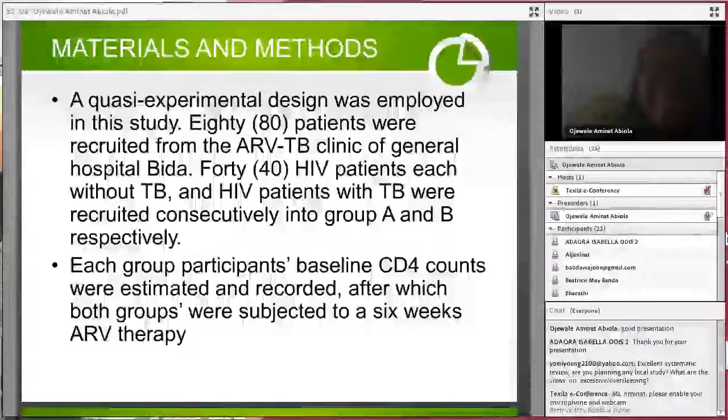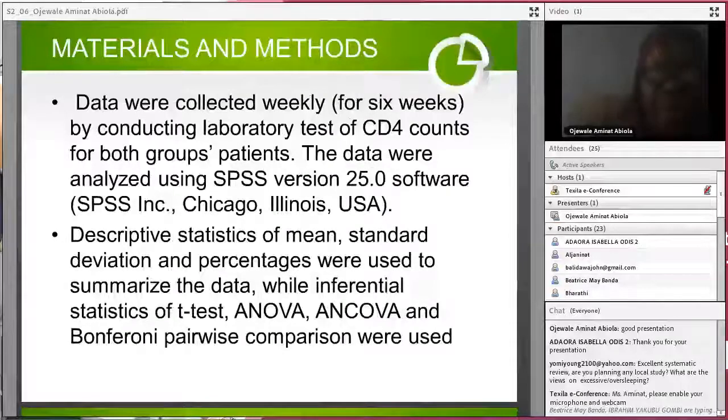A quasi-experimental design was employed in this study, in which 80 patients were recruited from the ARV-TB clinic of the General Hospital, Bida. 40 of the HIV patients are without tuberculosis and they are in group A, while the other half, who are HIV co-infected with tuberculosis, are in group B. Each group participant's baseline CD4 counts were estimated and recorded, after which both groups were subjected to 6 weeks of antiretroviral therapy. Data were collected weekly for 6 weeks by conducting laboratory tests of CD4 for both groups' patients.